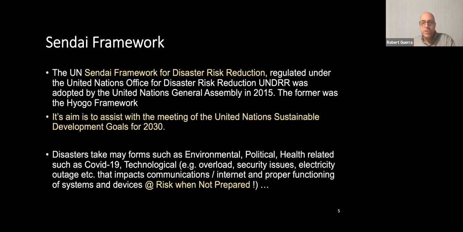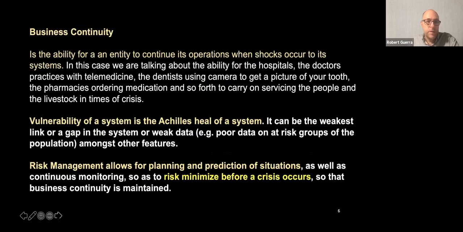And something that I'll mention as well is that in the Sendai framework, there are a lot of issues that it encompasses, such as disasters, but also accessibility for those with disabilities as well. In the Sendai framework, disasters may take many different forms. They could be environmental, political, health-related, such as COVID-19 that we're going through right now, technological, security issues, electrical outages that impact communications and the proper functioning of our ever-connected world, systems and devices. And there's a problem and there are risks when we're not prepared.